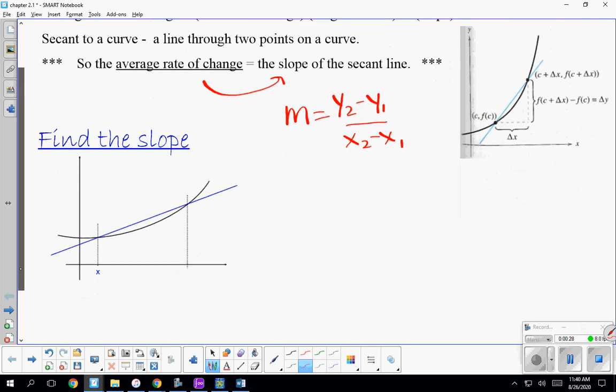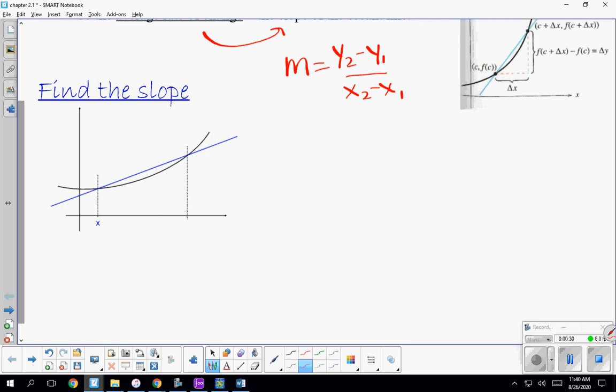So if we look down here to a more general example, we use a lot of variables and function notation. If we choose x to be our first x value, when we plug it into our function, our y value is called f of x. So that would be the coordinates for that point there: x, f of x.